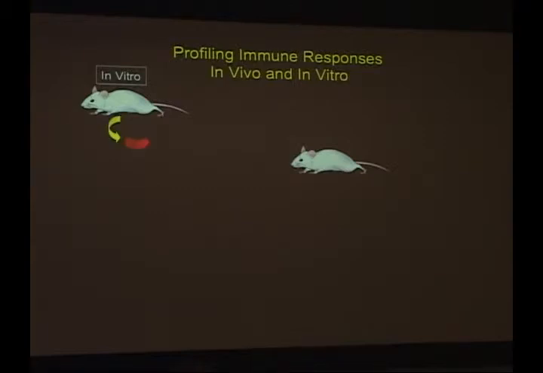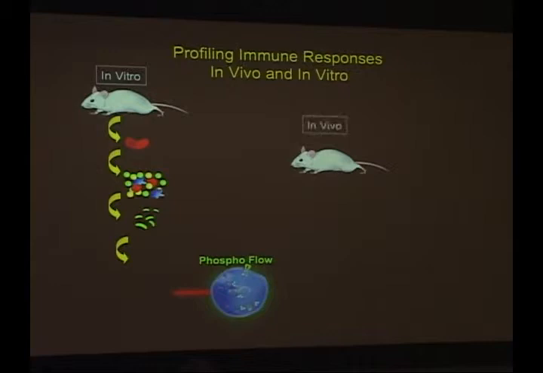So we did some experiments looking at signaling responses in vivo and in vitro in mice. In vivo, we injected cytokines directly into the mouse and then harvested the spleen rapidly and fixed it very rapidly as well. It took us about a minute and a half or so to get it out and fix it. And then we did phosphoflow.